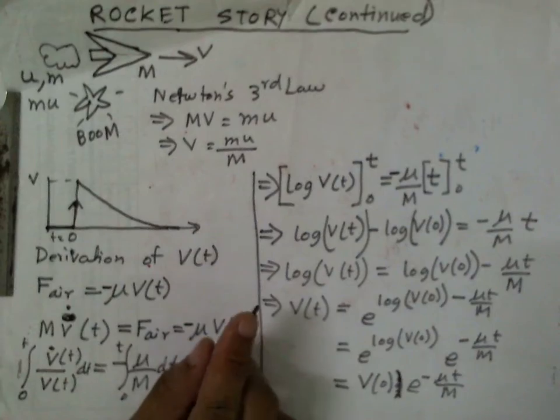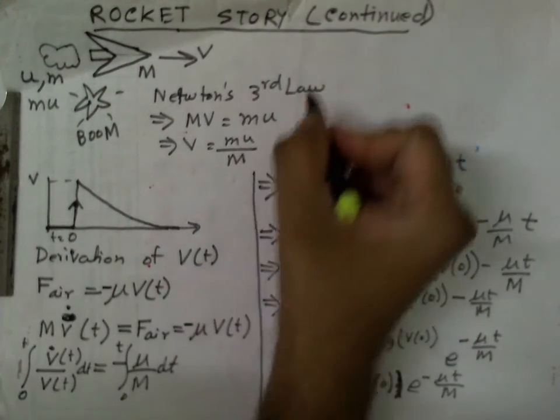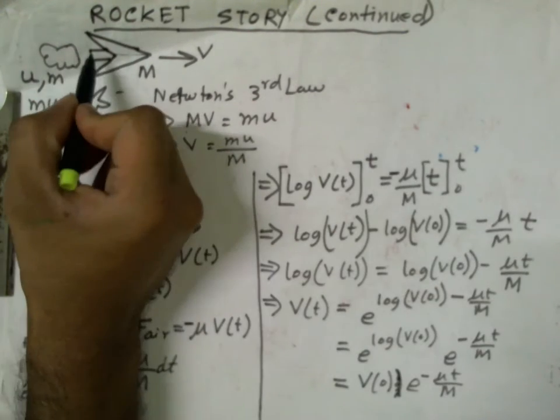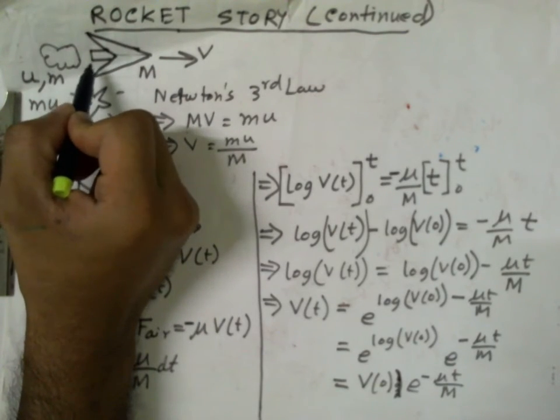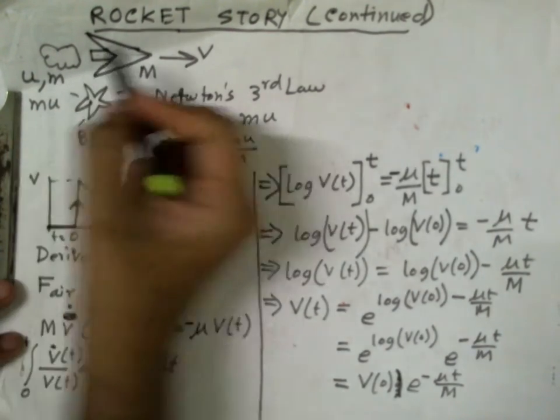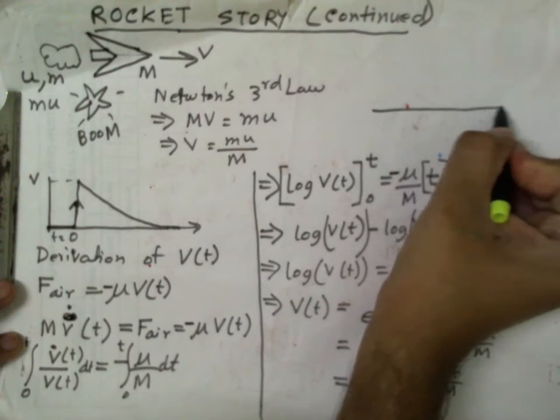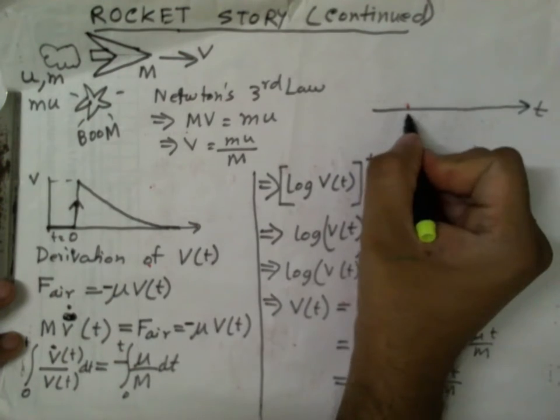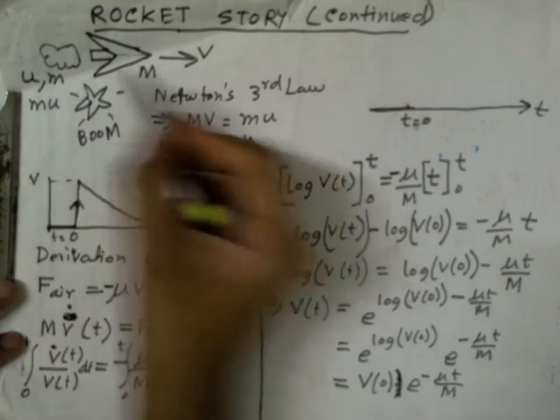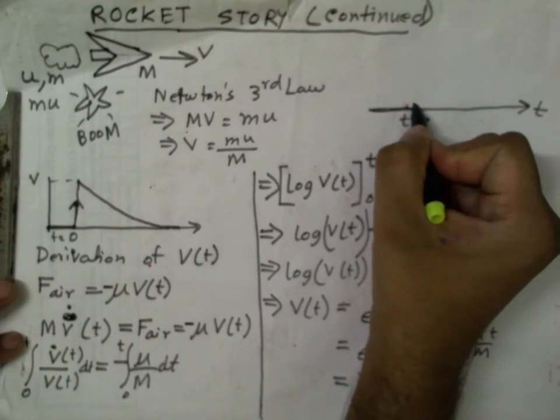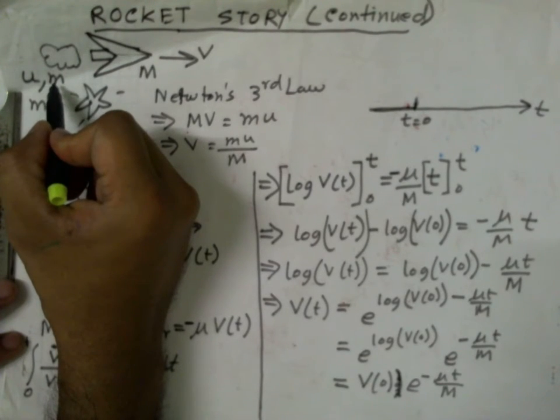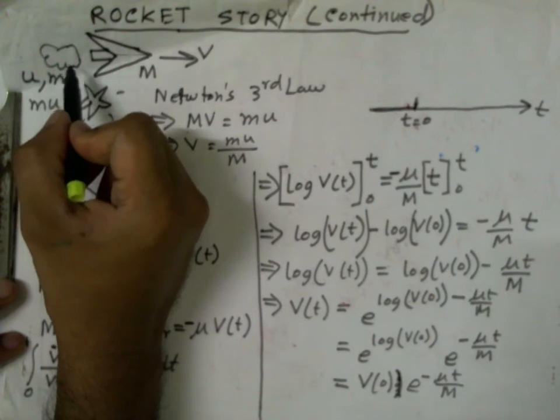Now let us look at another function, which is the amount of gas burned as a function of time. So let me draw this. This is my time axis t, and up to t equal to 0 no gas was burned, and then at t equals 0, at this instant, a mass of m of gas is burned.